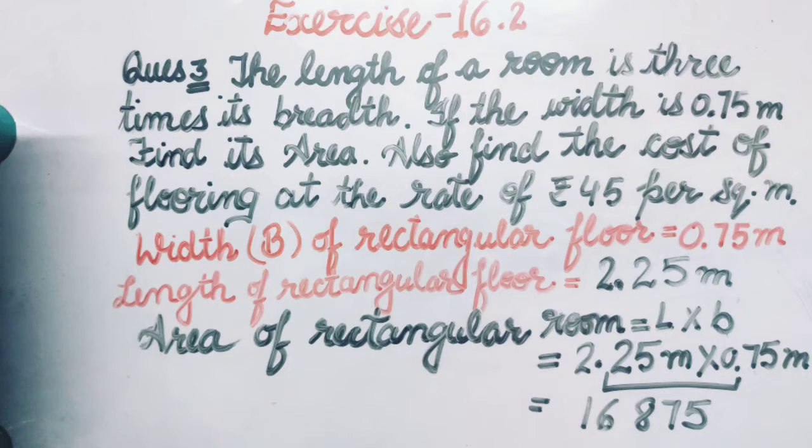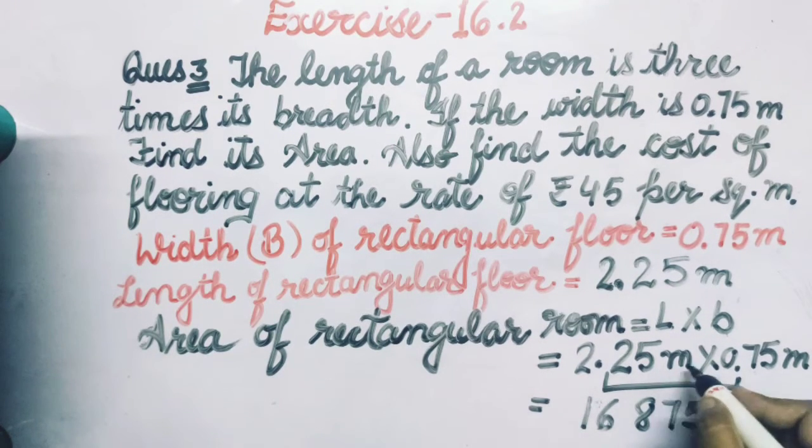Now check students, in the numbers, after how many digits is the dot? 1, 2. In this number, after 2 digits the dot is there. In this number also, after 2 digits the dot is there. So in total, after how many digits is the dot? 4. 1, 2, 3, 4. So in the answer, after 4 digits, we will put a dot.